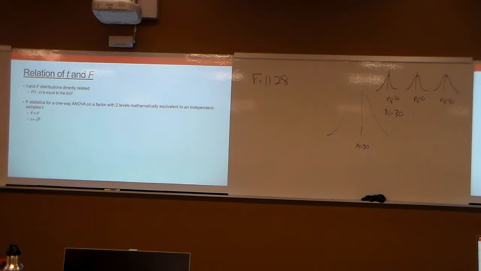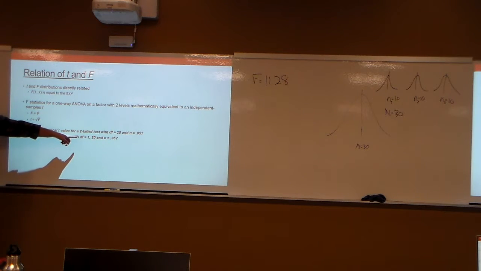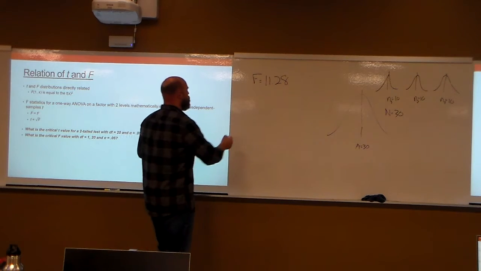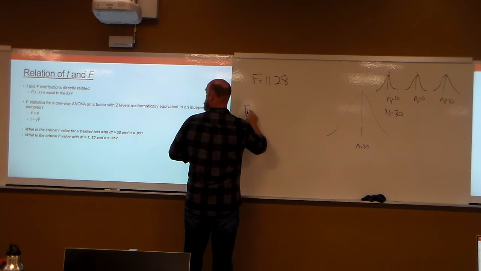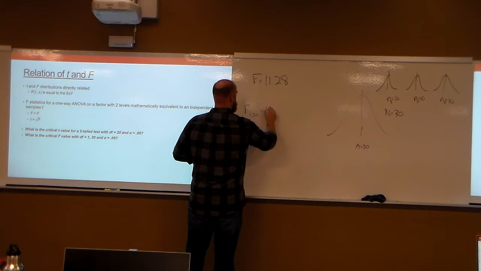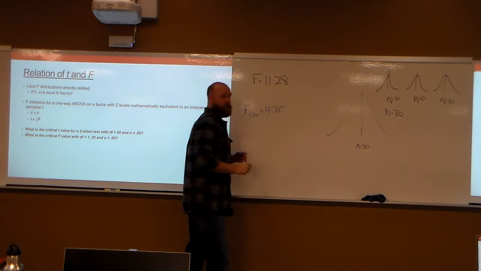So if I find a critical value for F with 1 degree of freedom in the numerator, and look at t with the same degrees of freedom, mathematically, Chris M, go through and find the critical value for F with 1 degree of freedom in the numerator, 20 in the denominator, with alpha equal 0.05. Tell me what that is. I got 4.35. Okay. Is that right?